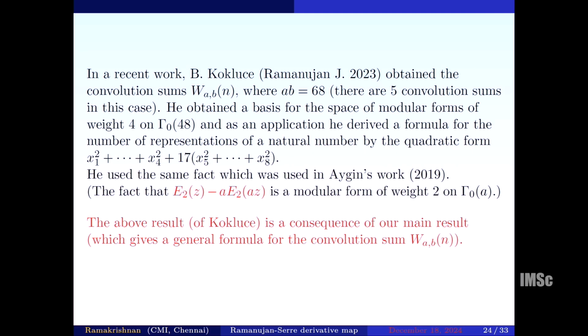One can show that this lies in a modular form of weight 4 and level 48, and therefore he found a basis, and using the convolution technique he has given the result. He used the same fact which was used in Eigen's work, the fact that E2(z) minus a E2(az) is a modular form of weight 2 on gamma_0(a). The above result of Koklus is a consequence of our main result, which gives a general formula for the convolution sum W_ab. So that's what we want to mention.